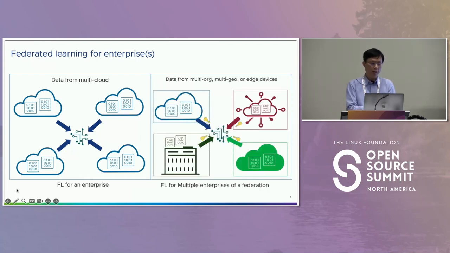The other way is for multiple enterprises to form a federation and use that federation to train a model. That means they cross the organization boundary and collaborate across different organizations, locations and devices. In this setup, federated learning has a higher security requirement. Usually the parameters or gradients of the model are encrypted.